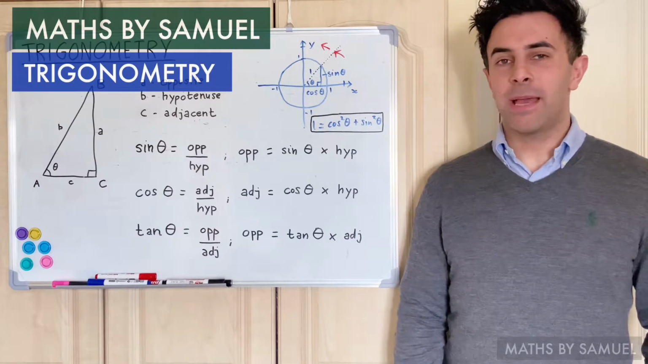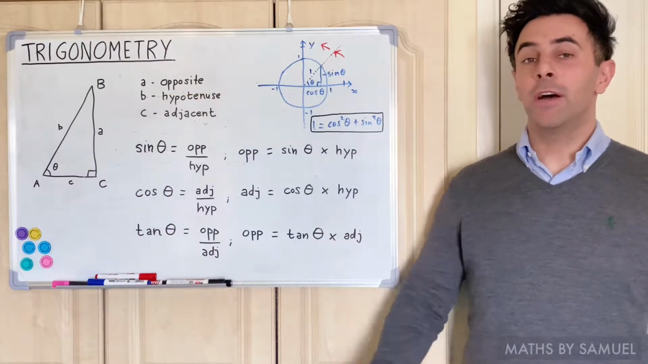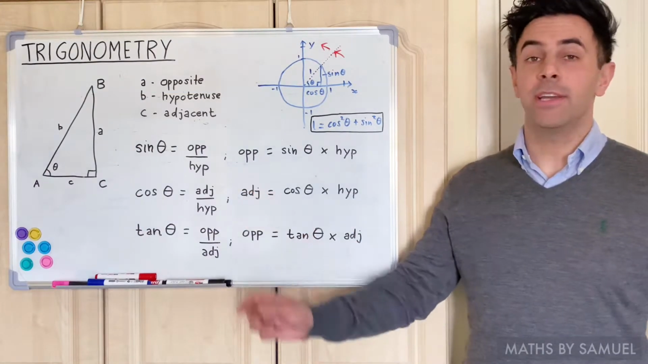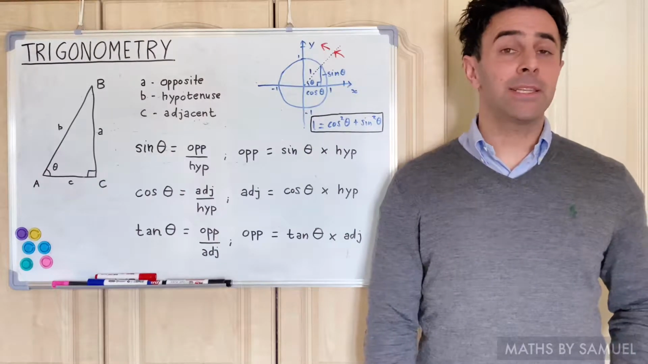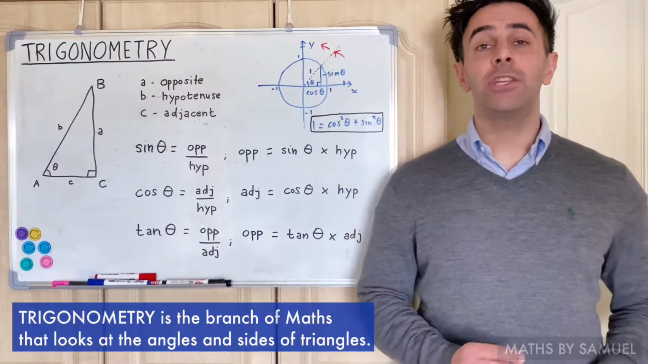Hi, this is Maths by Samuel, and today we'll be looking at trigonometry, and specifically the trigonometry of triangles that have a right-angled side. Trigonometry is the branch of mathematics that deals with the lengths of sides in triangles, the angles in triangles, and the relationships between the two.